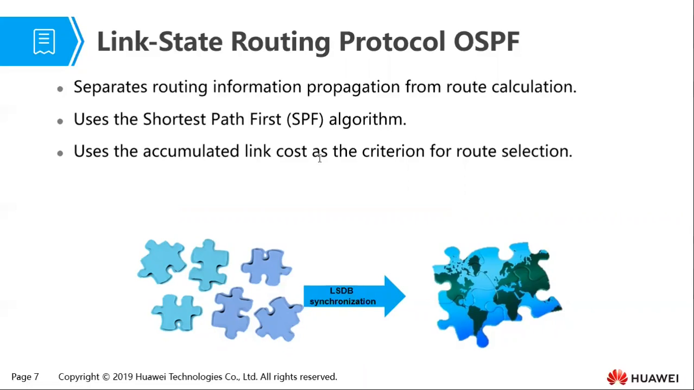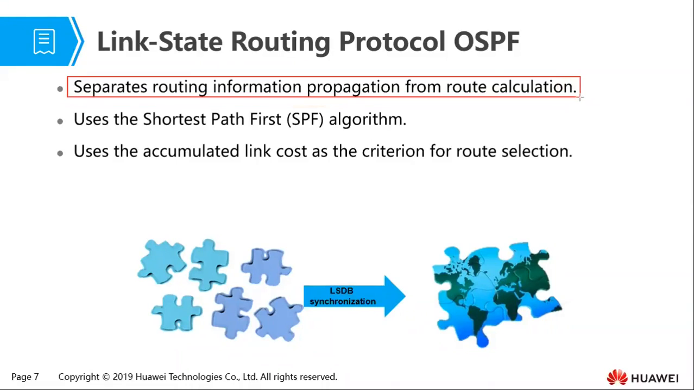So the first thing OSPF does is to separate routing information propagation from route calculation. What OSPF does is that it transmits link state information to the neighbors instead of transmitting its complete routing table. I've told you that the link state is the link type, the link bandwidth, the IP address and the mask, and the neighbors you are connected to. So that is what we call link state information. So you send that information to your neighbors.